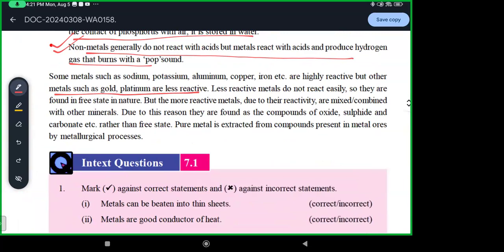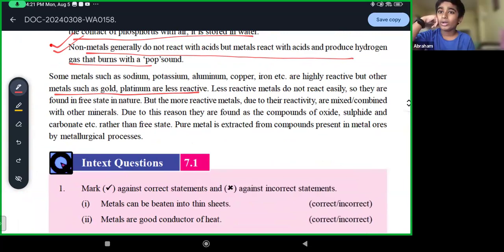Yes, Abraham. Ma'am, when the metals react or some reaction takes place with hydrogen or something, can it be a deadly thing, like the smell or the gas produced?